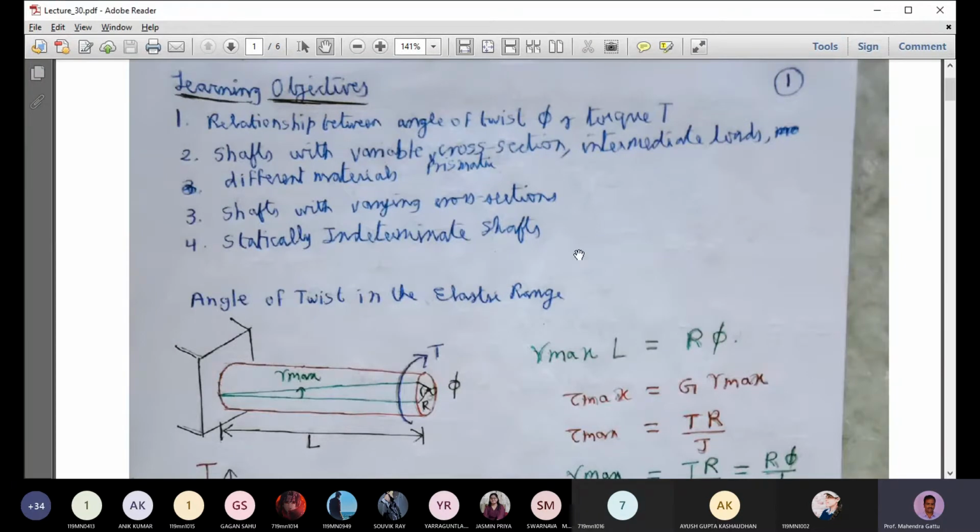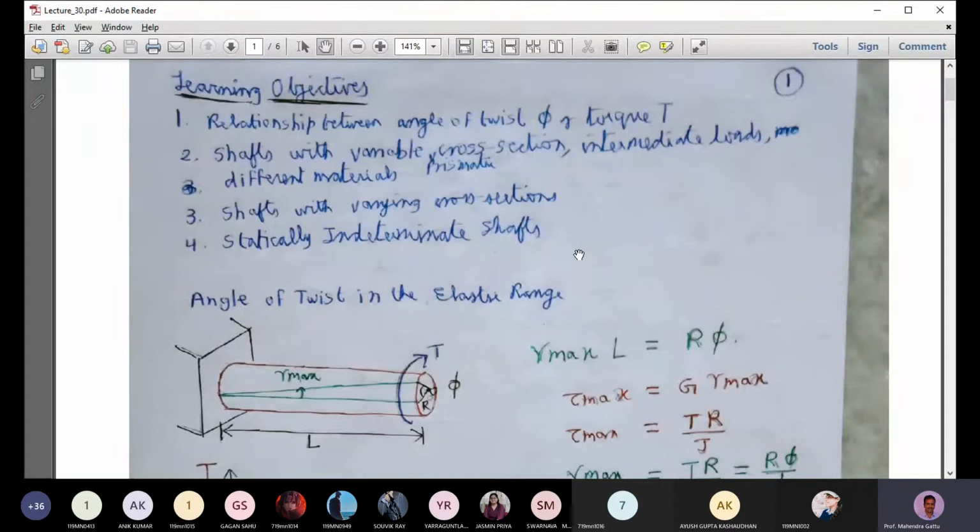So in today's class, we'll find out the relationship between the torque applied on the circular shaft and the twist angle. And then we will analyze a shaft consisting of multiple prismatic segments subjected to end loads, that is loads at the ends, and also some intermediate loads. We will analyze that problem and find the total angle of twist, or the angle of twist in each segment.